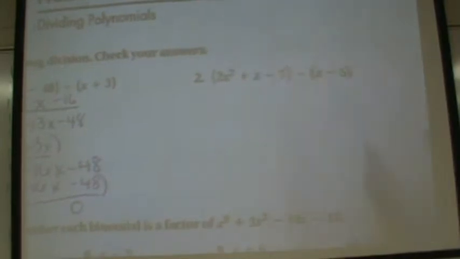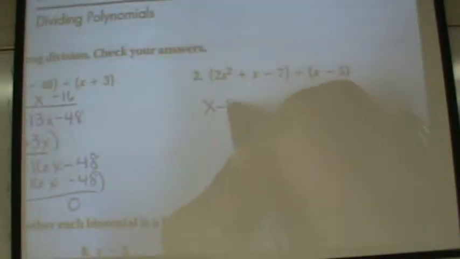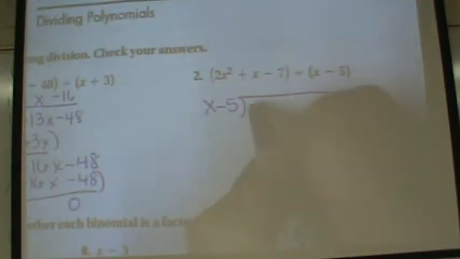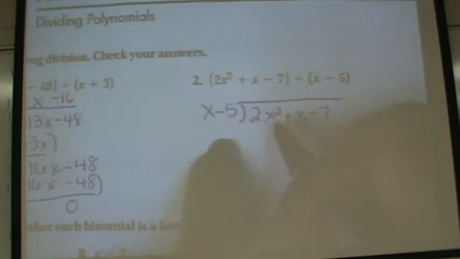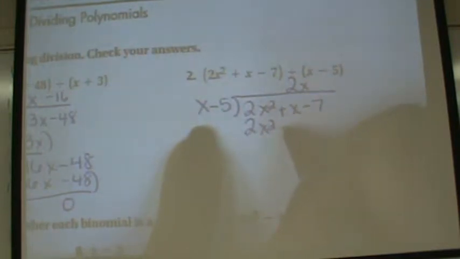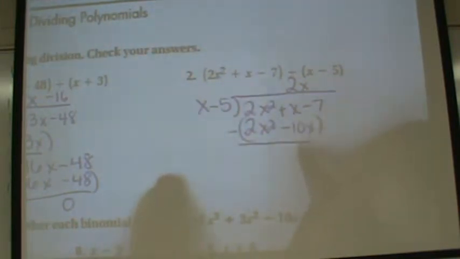The next one, x minus 5. Outside, you have 2x squared plus x minus 7. X times 2x gives you 2x squared. 2x times negative 5 is negative 10x. When you subtract these two, you get 11x minus 7.